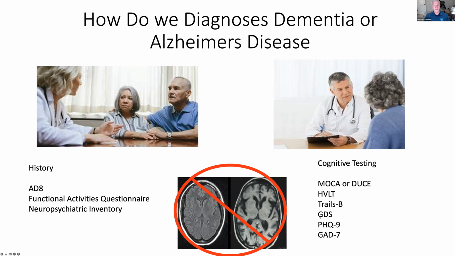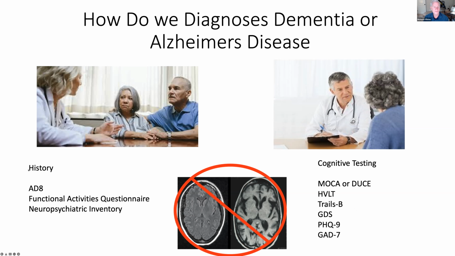MRIs aren't done to say someone's got a memory loss. They're just done to say you don't have a brain tumor. The history as such is just a couple of questionnaires. The AD8, which asks, is your father repeating the same question over and over? The Functional Activities Questionnaire distinguishes MCI from dementia by asking what they're having trouble with. And the Neuropsychiatric Inventory just says what behavioral manifestations they have.